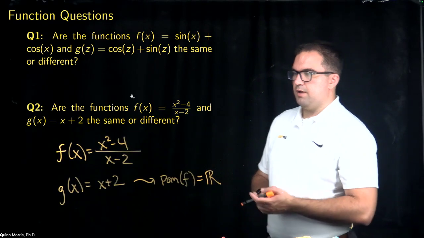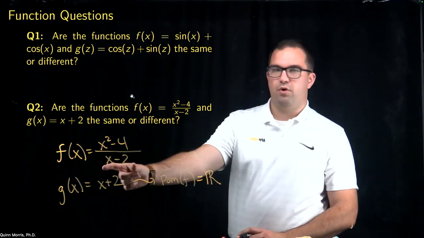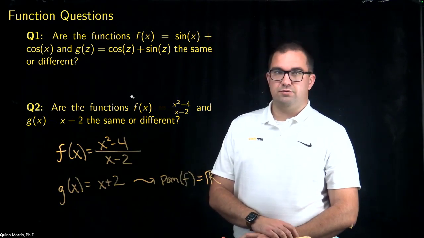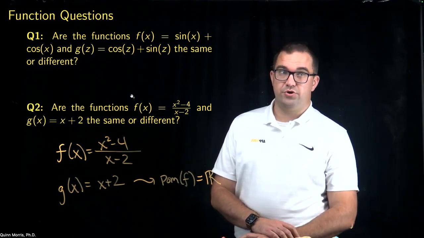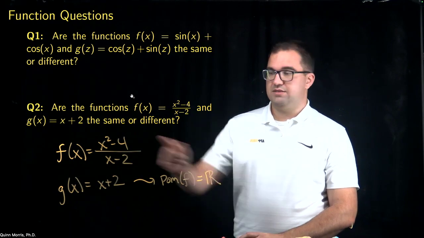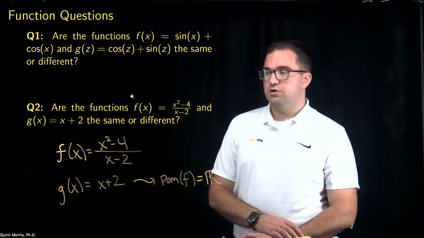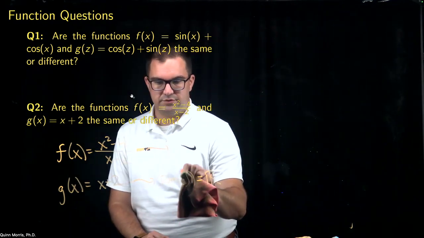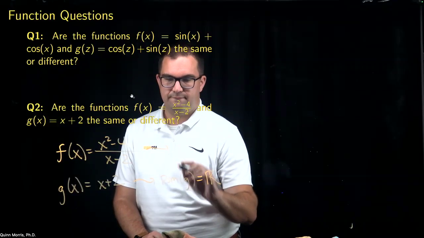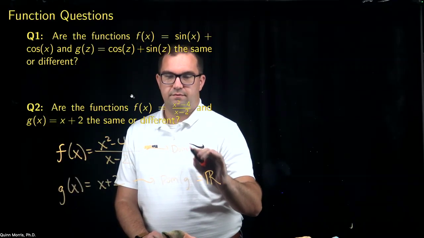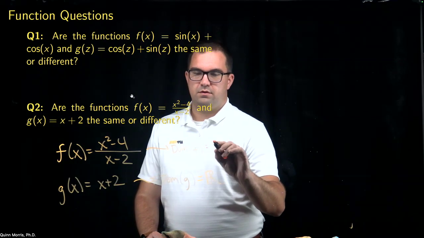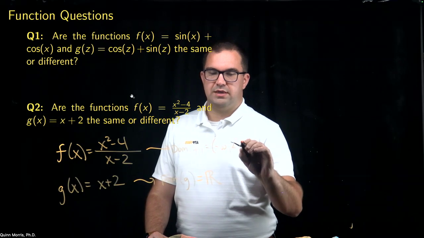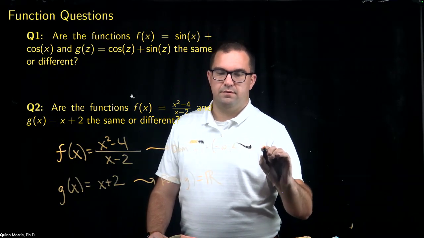What about this function up top? If I look at this, I'm going to have a problem when my denominator is equal to 0. When my denominator is equal to 0, which is when x is equal to 2, this expression will be undefined. So my domain here, oh, and I wrote the wrong ones down here. Sorry, this should be the domain of G. My domain of F will be all numbers except 2.